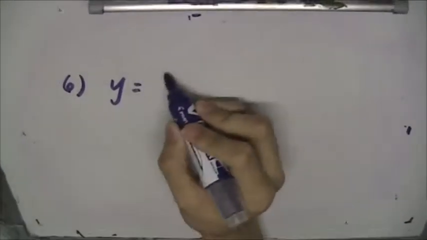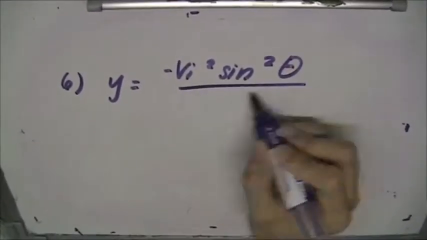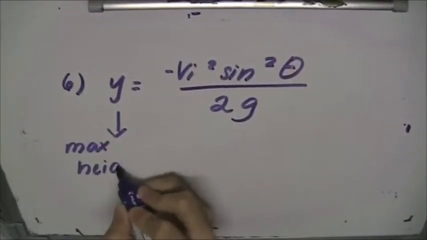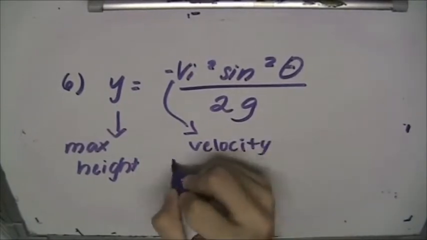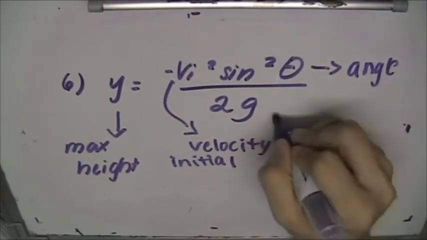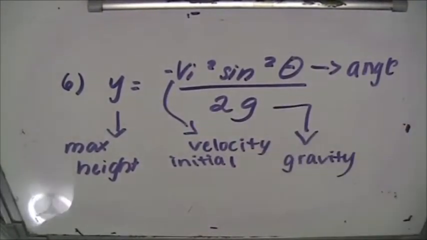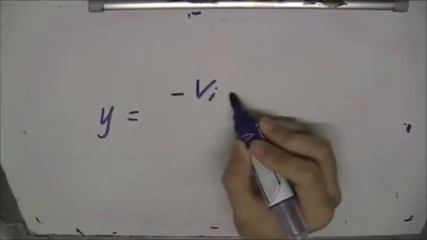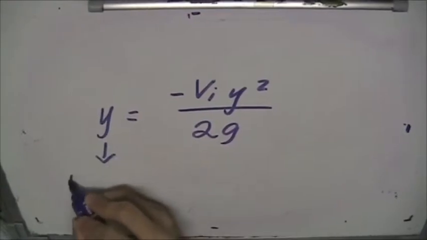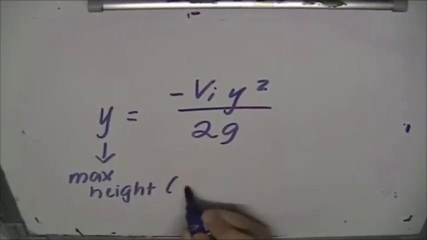Sixthly, y equals negative Vi squared sine squared theta over 2g. Y means the maximum height, Vi initial velocity, theta the angle, 2g gravity. Here's another formula for finding the maximum height, which is y equals negative Viy squared over 2g, wherein y is the maximum height.